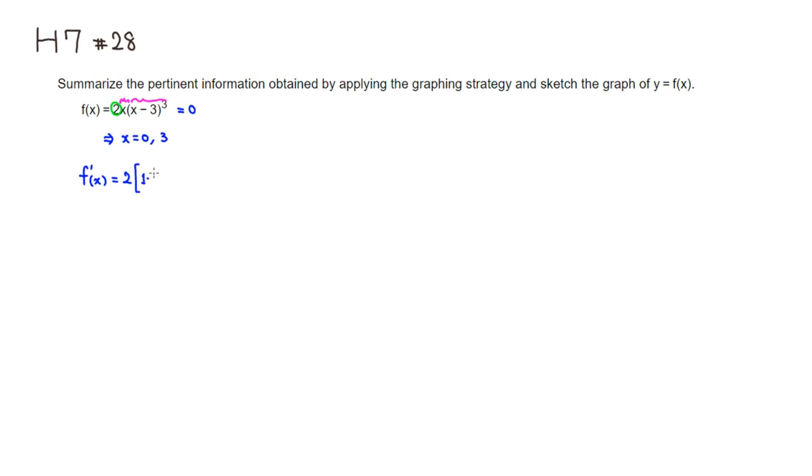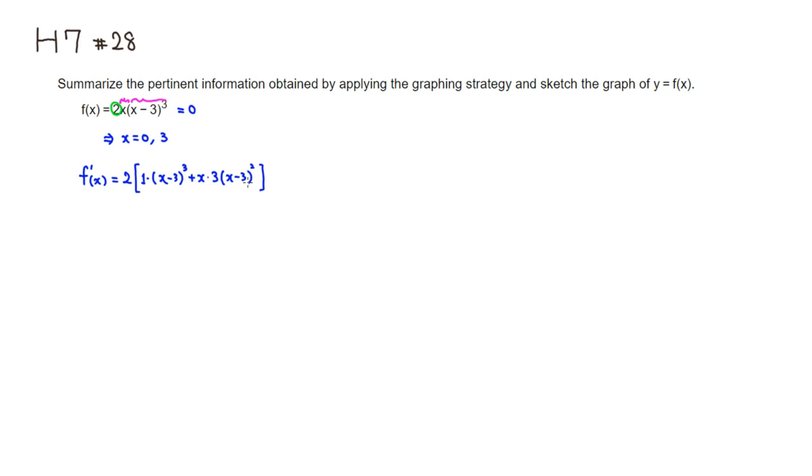Multiply by the second, which is x minus 3 quantity cubed, plus the first, which is x, times the derivative of the second: put 3 in front, keep the same quantity inside, and subtract 1 from the power, so 2. Then multiply by the derivative inside, which is 1. I'm not going to write that because it doesn't do anything.